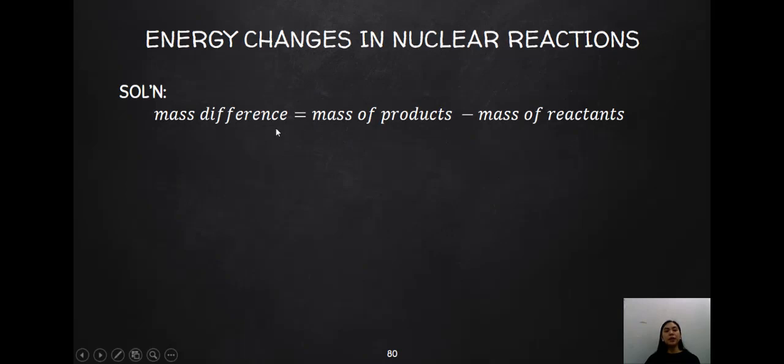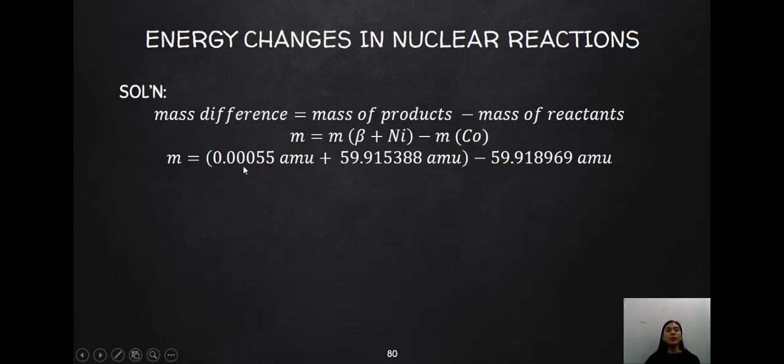So, going back now in calculating the mass difference, mass of products minus mass of reactants, tapos ito equation, the mass of your beta particle plus your nickel minus the mass of your cobalt nucleus, okay, is this one. So, your 0.00055 atomic mass unit plus 59.915388 atomic mass unit minus 59.918969 atomic mass unit. And it will give you the mass difference equal to negative 3.031 times 10 raised to the negative 3 atomic mass unit. Now, one thing that you have to remember is that when you get a negative mass, it entails that the reaction is exothermic, meaning there was a release of energy.